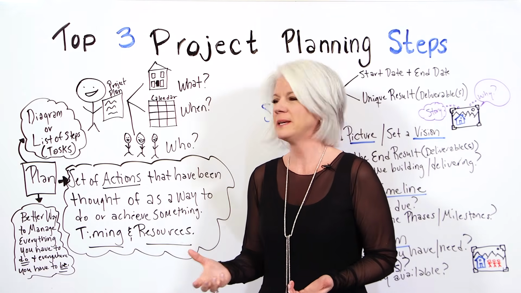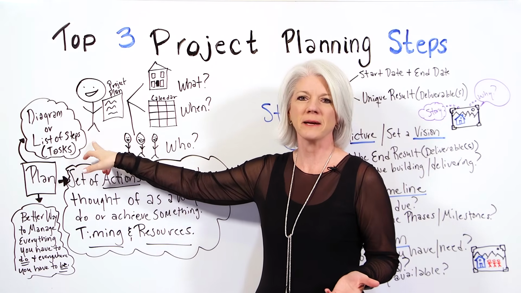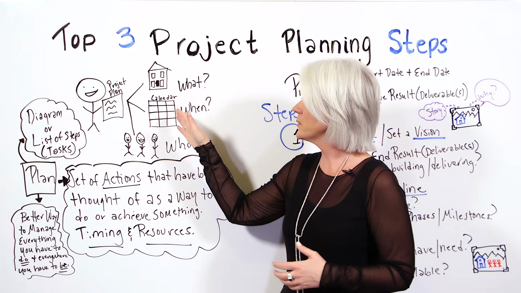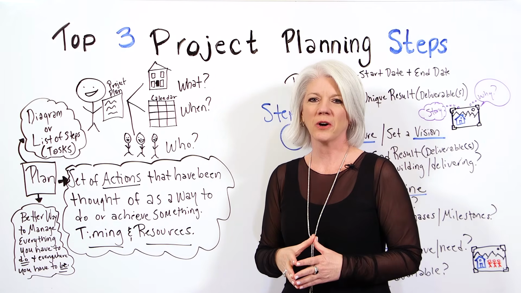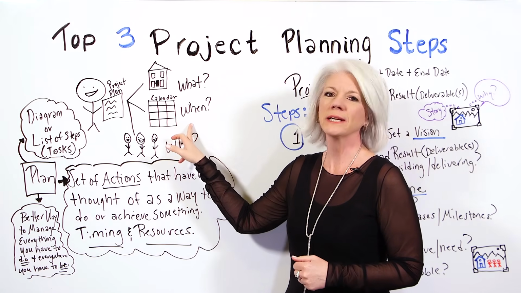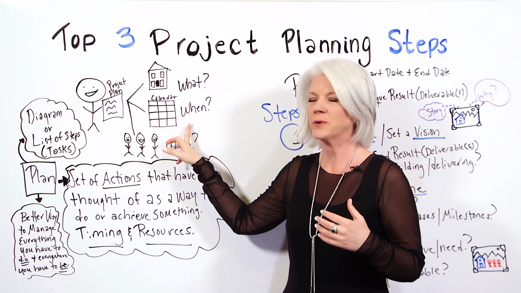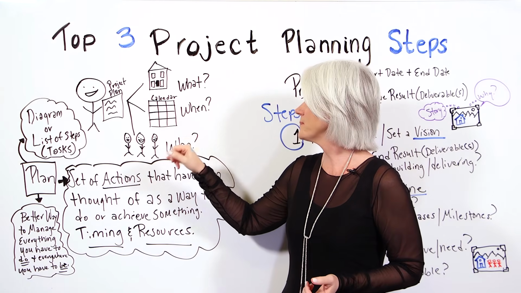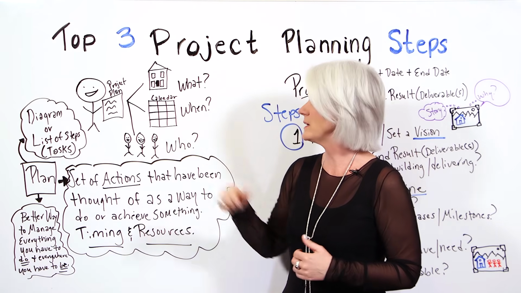So a plan can be demonstrated through either a diagram or a list of steps. And when we talk about the plan, what we're really talking about is what is the project? What are we actually delivering through this project? And when is it due? When are the major milestones? When are the critical steps all along the way? And who is involved? Who do we need to deliver this project?